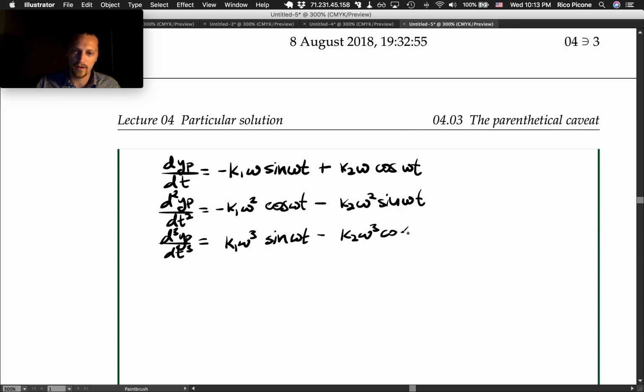Sine is cosine omega t. Good. Now we're going to do the fourth derivative.